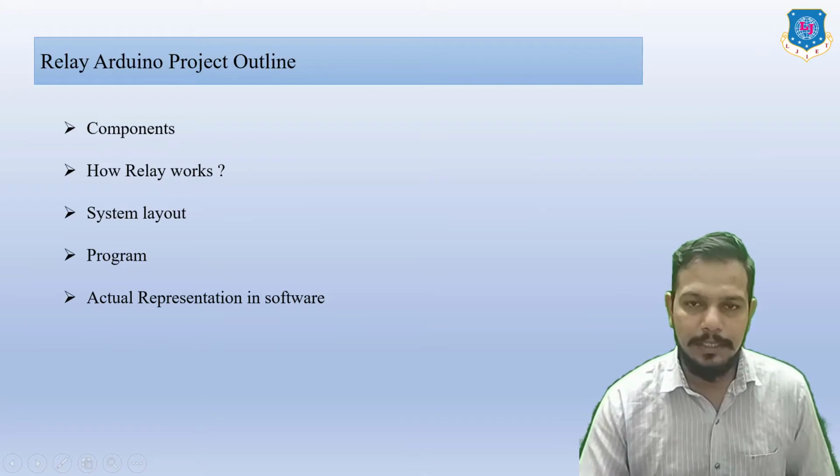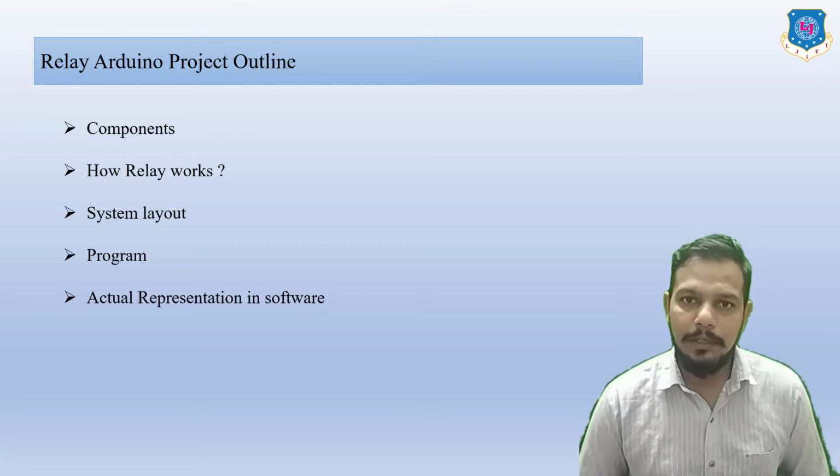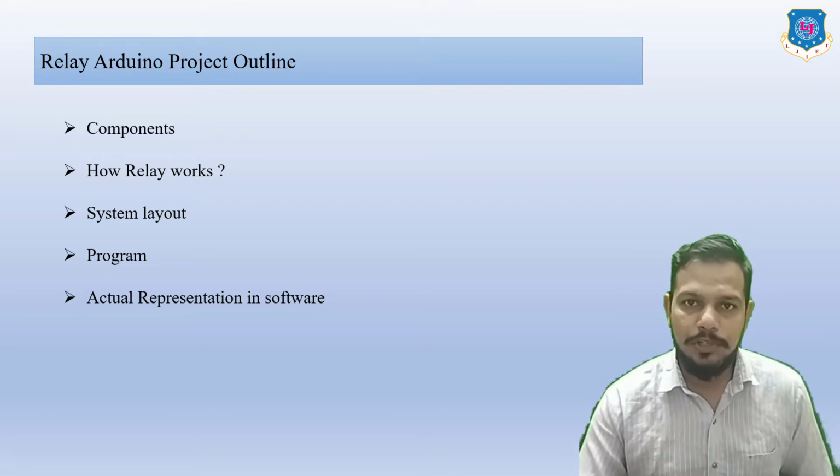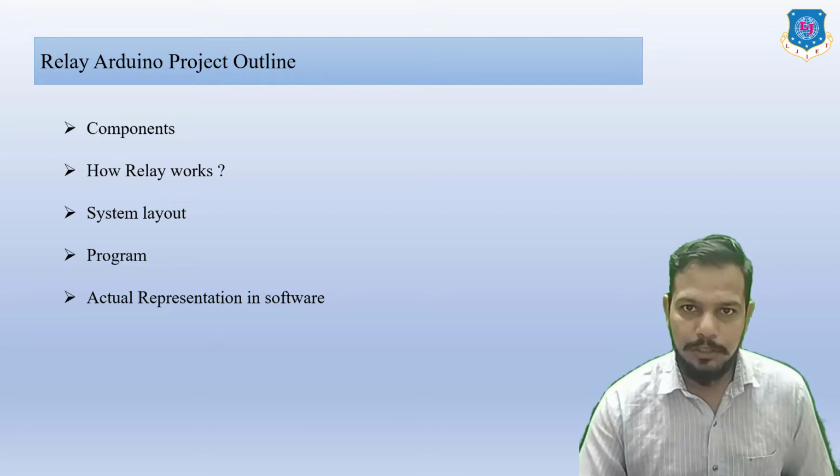So here you can see this is the outline of this session. Number 1, components. Number 2, how relay works. Number 3, system layout. Number 4, program. We are going to discuss the actual representation in Proteus software. And finally, I'll show you the demonstration of this project. So let us start with components.